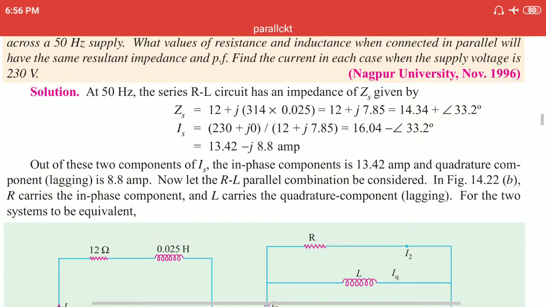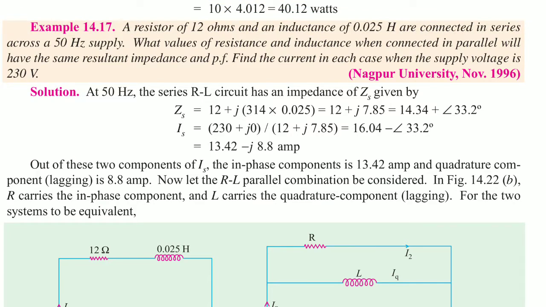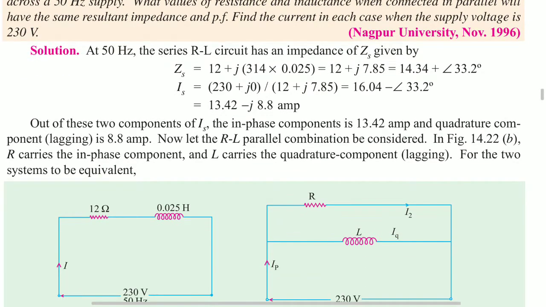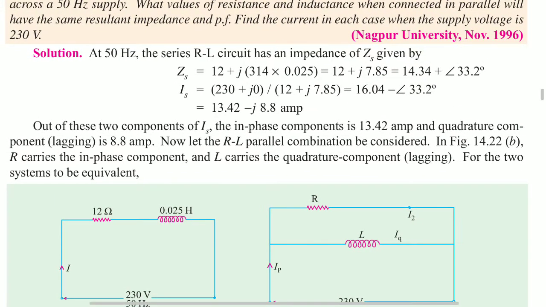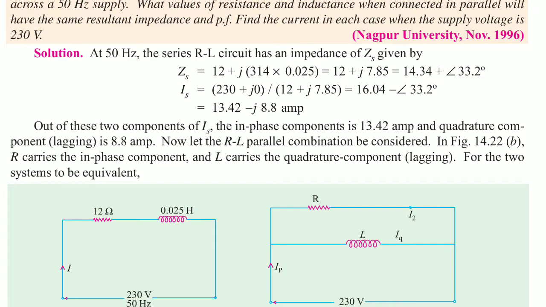So see here, find the current. In each case the supply voltage is 230 volts. Voltage is the same. So we have to determine the R and L in parallel conditions which give the same impedance and the same power factor. That is the concept of this question.